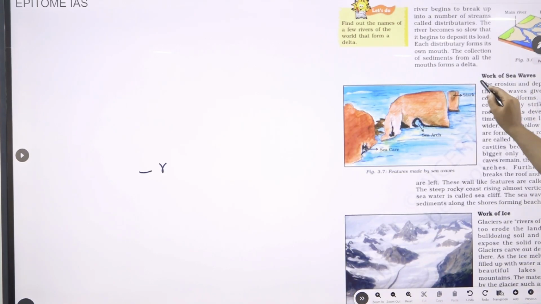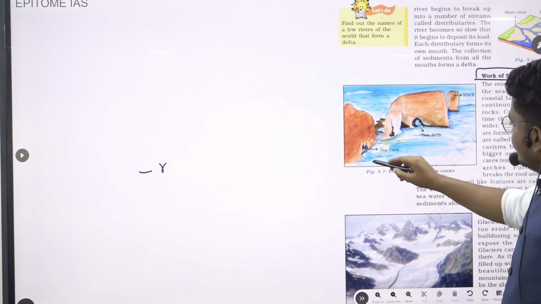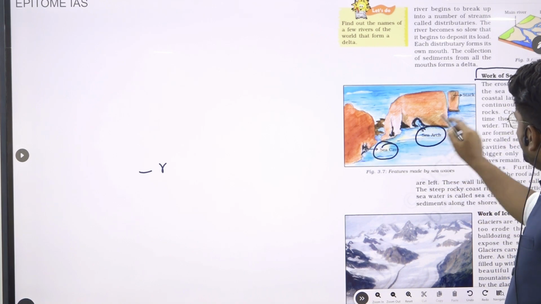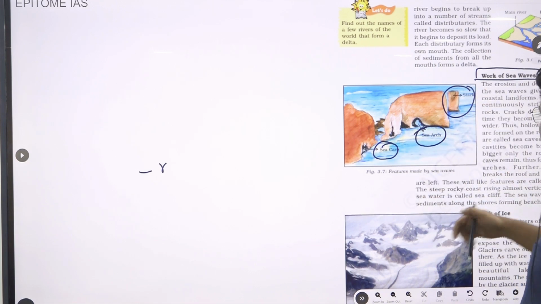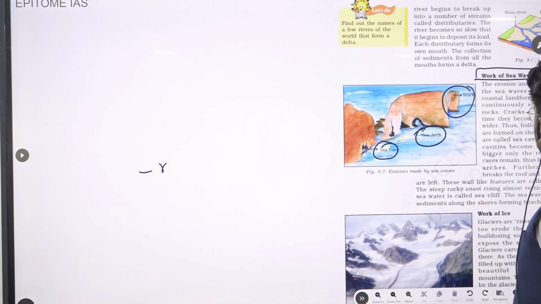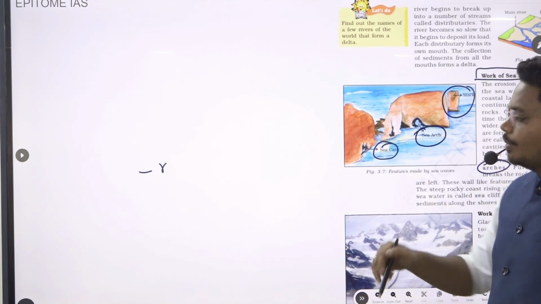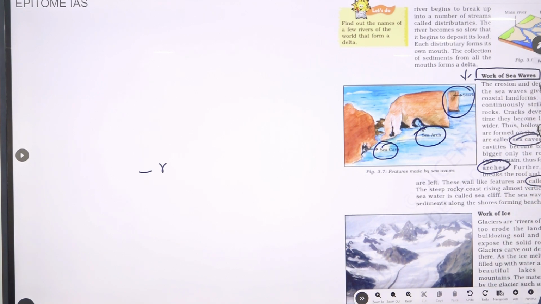Okay, now if you see the work of sea waves, the role of sea waves in erosions near sea, we can see that sea caves or sea arches or stacks will be formed because of a continuous flow, continuous movement of waves. Okay, so all these landforms were created because of the sea waves which were continuously happening.